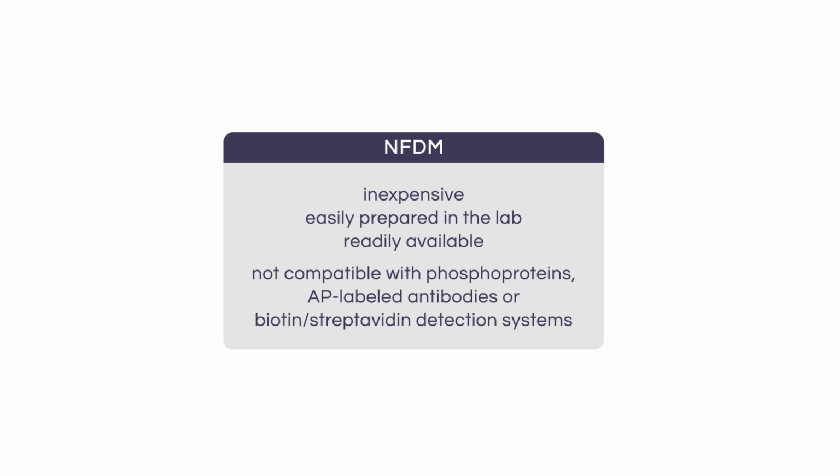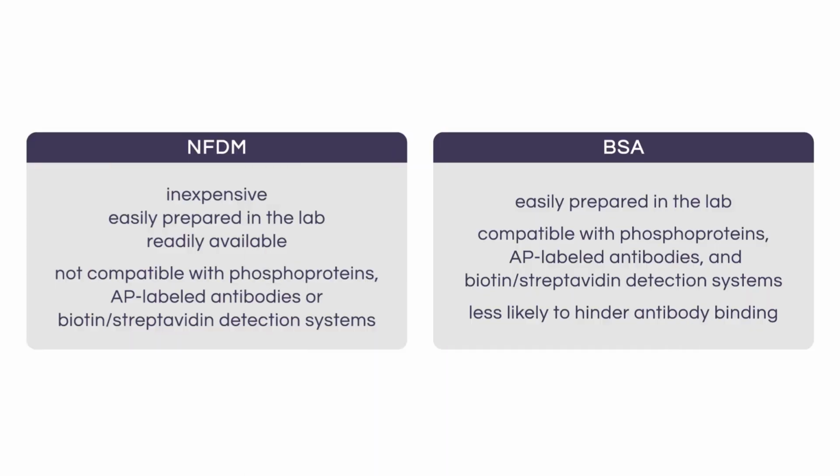Milk contains casein, a phosphoprotein that can be recognized by antiphospho antibodies, leading to nonspecific binding and high background. Casein can also interfere with antibodies labeled with AP. Milk cannot be used for streptavidin biotin detection systems either, because milk contains biotin, which can lead to cross-reactivity with the biotin-labeled secondary antibody. BSA is another commonly used protein blocker derived from the serum of cows.